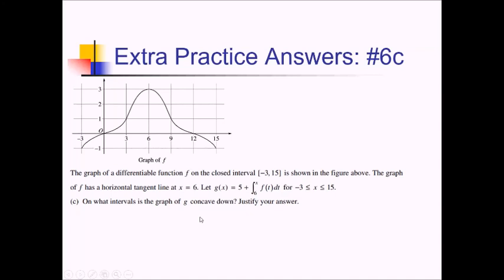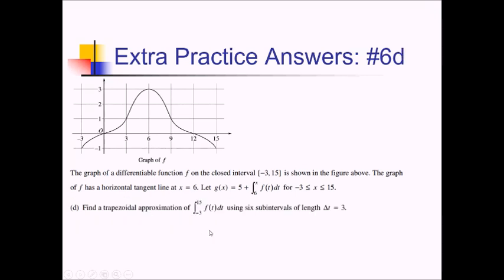For this part of the problem, we want to know on what intervals the graph of g is concave down. So this means we want to know either where g double prime is negative, which is going to be kind of tricky to tell, or alternatively just where g prime is decreasing. So g prime, remember, that was just f of x. We saw that on parts A and B, but here it is again. And f of x, aka g prime, is decreasing, if you look at the graph here, on the interval from 6 all the way to 15. Therefore, we can say that g is concave down on the interval from 6 to 15.